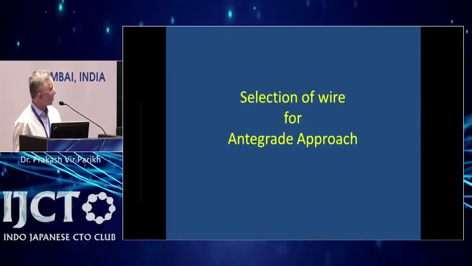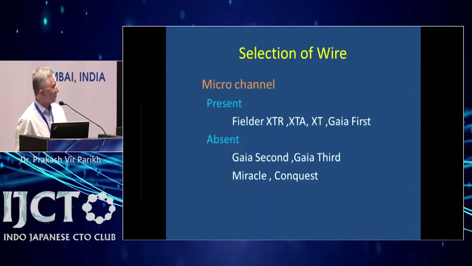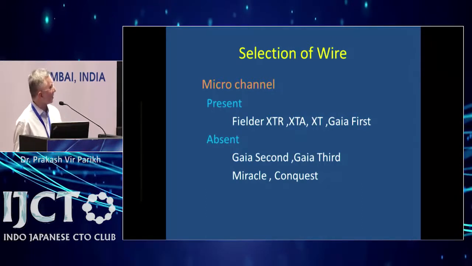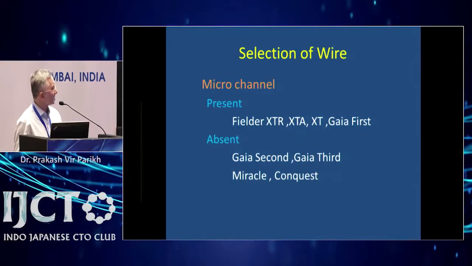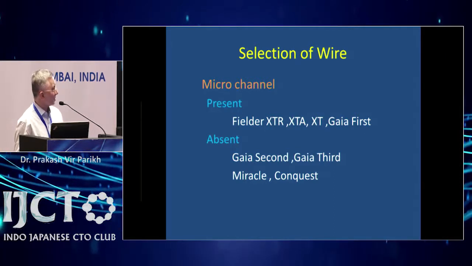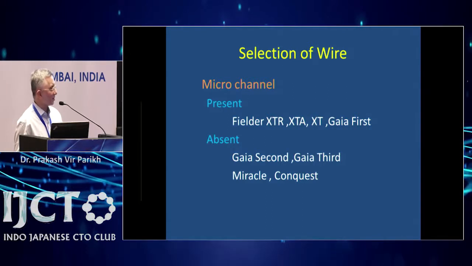Selection of wire for the antegrade approach. This has also been discussed previously, but to highlight some of the points, when microchannels are present, always start with the soft, tapered, polymeric, hydrophilic coated wires like the Fielder XT series or Gaia First wires. And when microchannels are absent and there is likely an abrupt stump, start with the stiffer wires like Gaia Second or Third or Miracle or Conquest series.